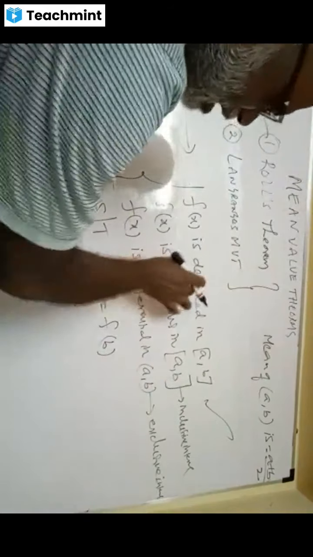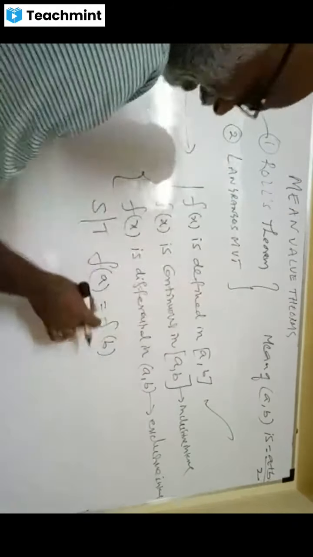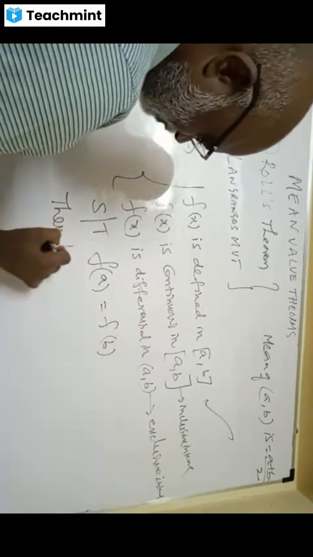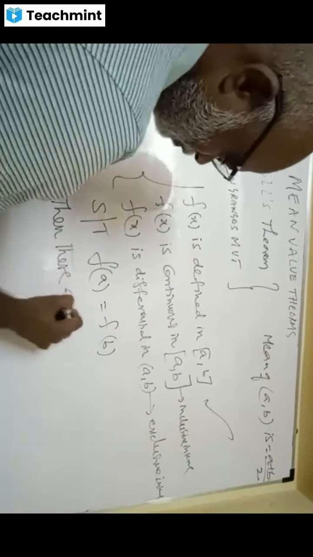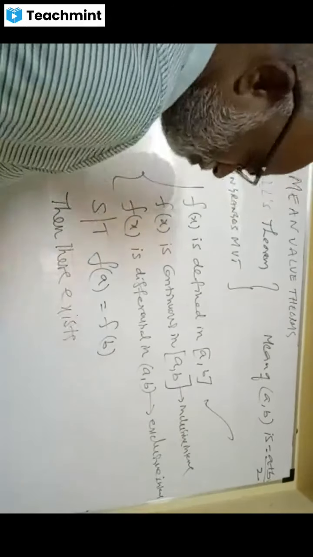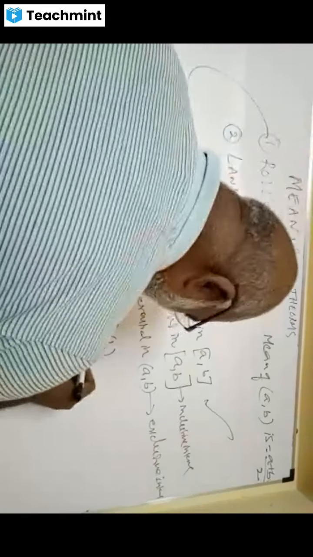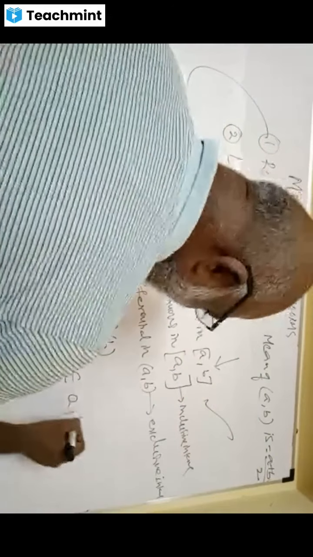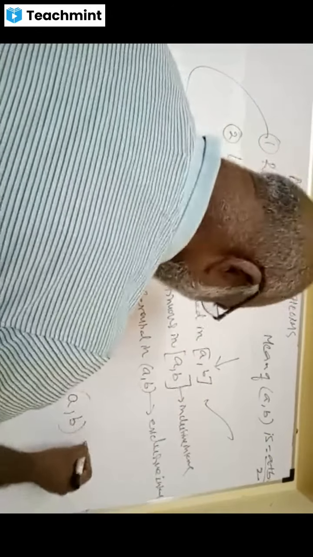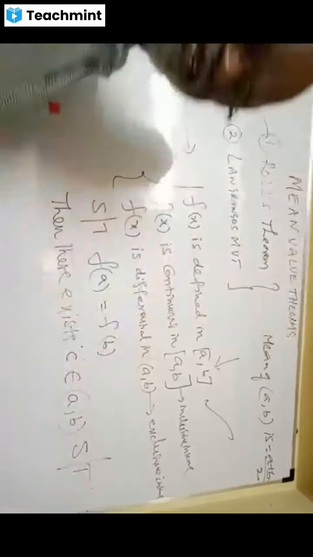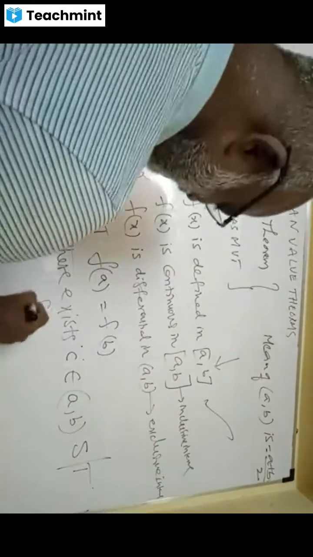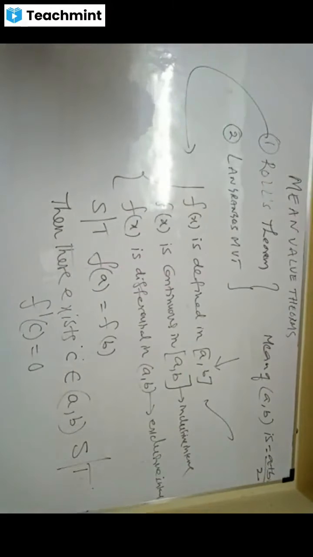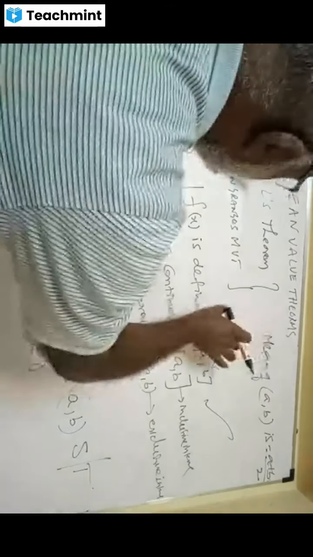Once all these four are satisfied, then there exists a real number C belonging to the interval AB such that f dash C equal to 0. That is, f dash C must be 0. This is Rolle's theorem.